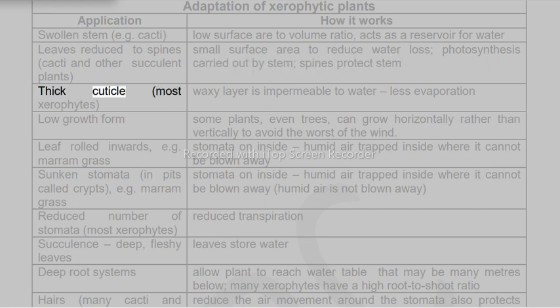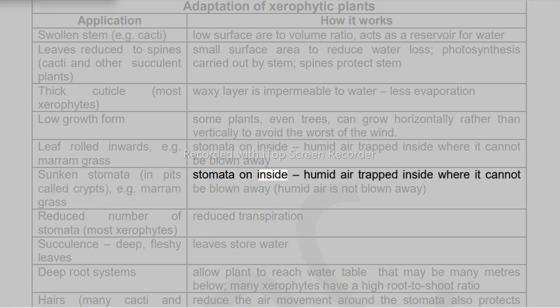Thick cuticle, most xerophytes: waxy layer is impermeable to water, less evaporation. Low growth form: some plants, even trees, can grow horizontally rather than vertically to avoid the worst of the wind. Leaf rolled inwards, e.g. marram grass: stomata on inside, humid air trapped inside where it cannot be blown away. Sunken stomata, in pits called crypts, e.g. marram grass.